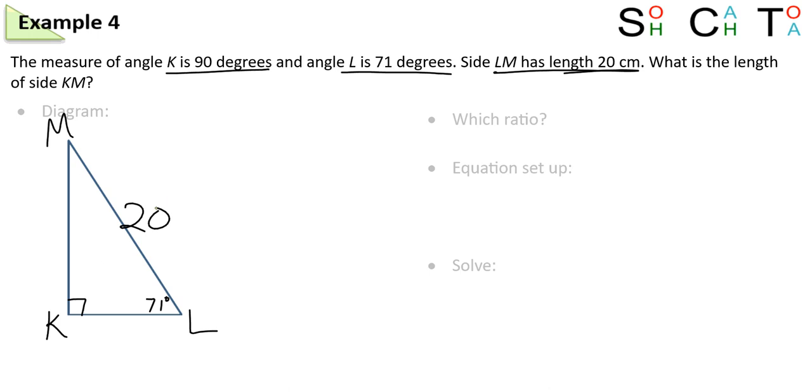Our goal is to find the side that is marked KM. So this one. Now from the perspective of the angle that we are given, 71 degrees, we would call this the opposite side. I'm going to call it X. And the side that we know would be over here. This is the hypotenuse of that triangle. So we need to use the ratio that relates opposite and hypotenuse. So opposite and hypotenuse, we're going to use the sine.